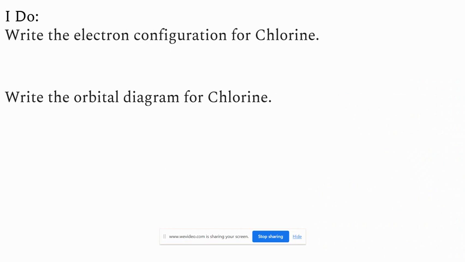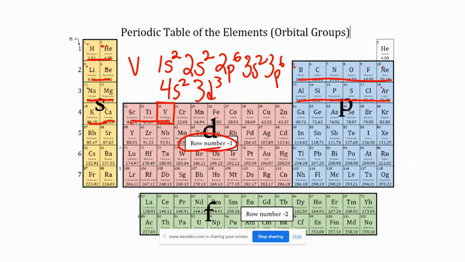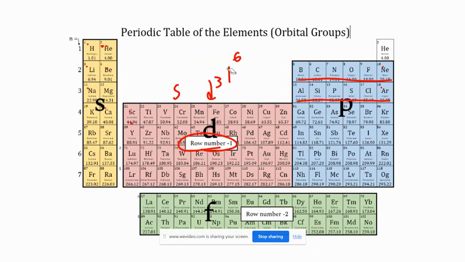So write the electron configuration for chlorine, and then we want to do the orbital diagram for that. So I'm going to go back to this periodic table. I'm going to wipe it clean here, or try to. And we are going to go to chlorine for this, and then I'm going to do the orbital diagram for you as well. Okay? So we are going to write the electron configuration for chlorine. Chlorine is found right here.